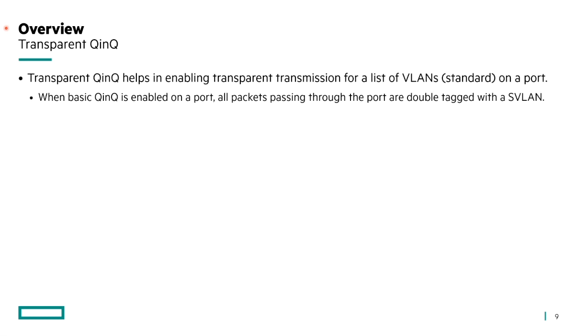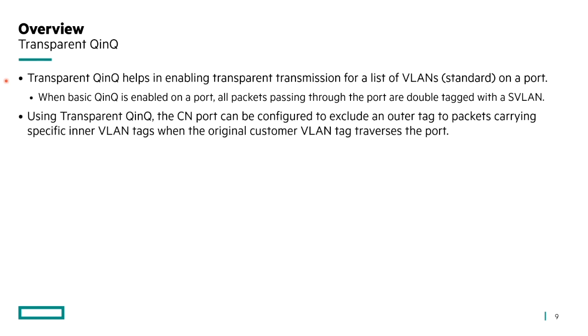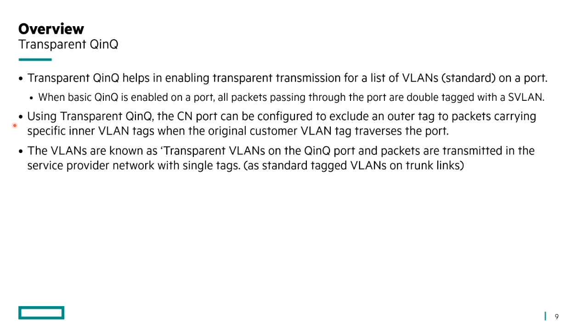So the other additional feature on top of base QinQ that the 8325 and the 8400 series support is transparent QinQ. So when basic QinQ is enabled on a CN port, all traffic is double tagged with an outer SVLAN header as it enters that CN port. This isn't very flexible if a standard VLAN 802.1q header is only required. So with the transparent QinQ feature, the CN port can be configured to exclude the outer tag, the SVLAN tag, for a range of standard tagged customer VLANs. And these VLANs are referred to as transparent VLANs. Effectively, they're standard VLANs and they are transmitted onto the provider network with just the original 802.1q tag.